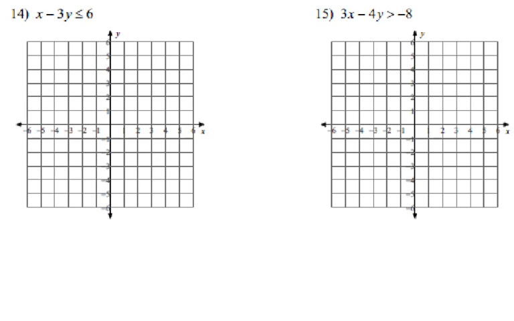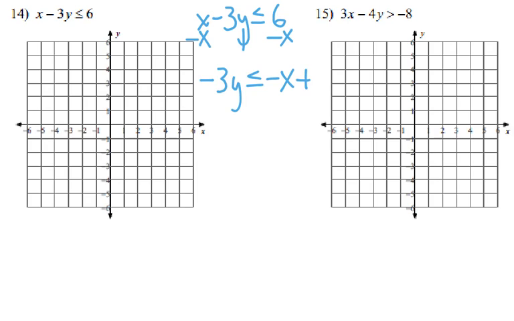Okay, now what do we do when we're dealing with these? This is not in slope-intercept form. The easiest way is probably to turn this into slope-intercept form. How do we do that? We get the y by itself. So I'd subtract an x from both sides, so we have -3y is less than or equal to -x plus 6. Then we divide everything by -3, remembering that when we divide by a negative we reverse the inequality.